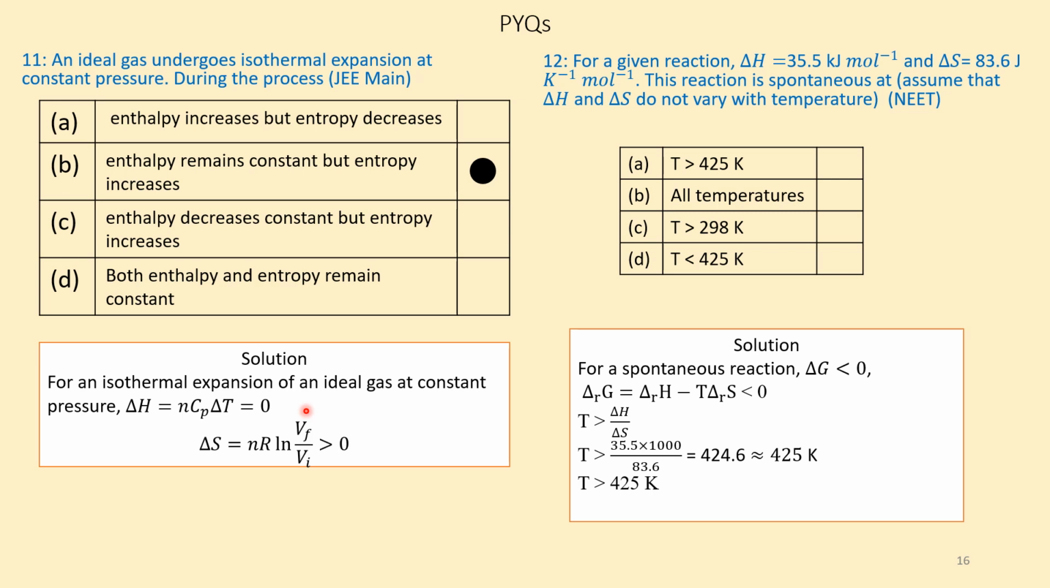So for a spontaneous reaction, delta G is less than 0. That is, delta H minus T into delta S should be less than 0, or T should be greater than delta H by delta S. Substituting the given values, delta H is 35.5 into 1000 joules per mole, where 1000 is for converting kilojoules into joules, divided by delta S, which is 83.6 joules. So simplifying, we get the answer as T should be greater than 425 Kelvin. This is given as option A.